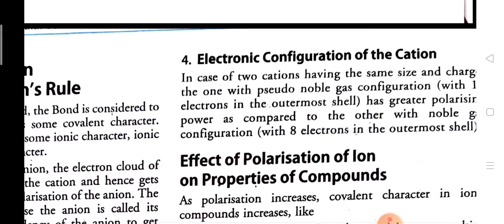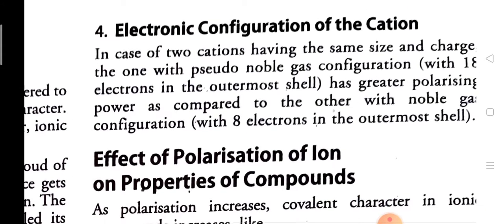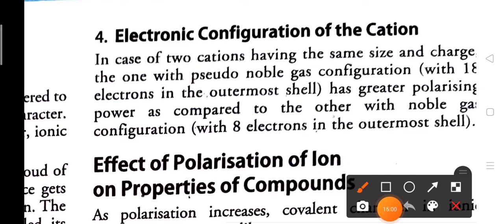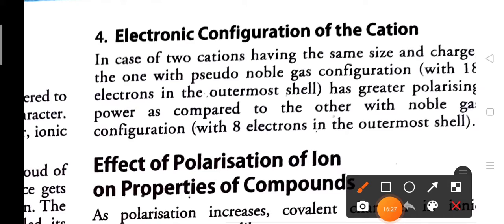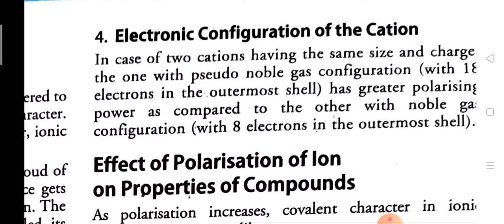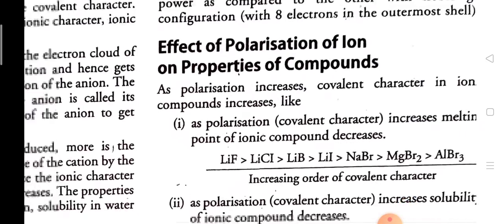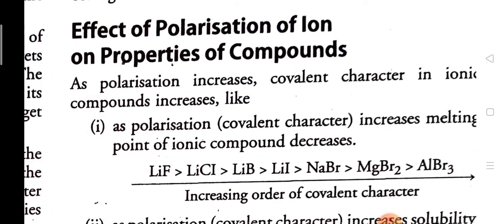Now, electronic configuration of the cations. In case of two cations having the same size and same charge, the one with pseudo noble gas configuration with 18 electrons in the outermost shell has greater polarizing power as compared to the other with noble gas configuration.